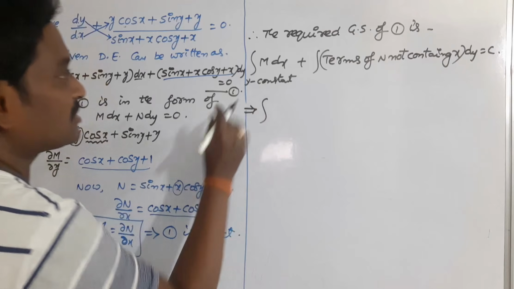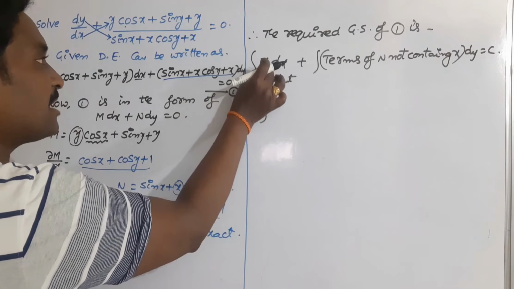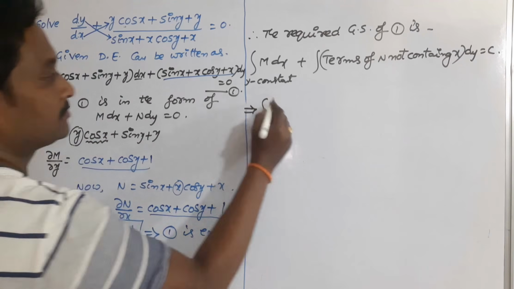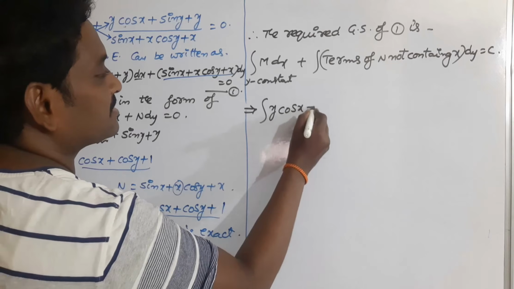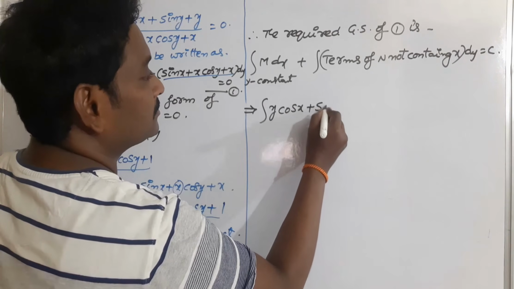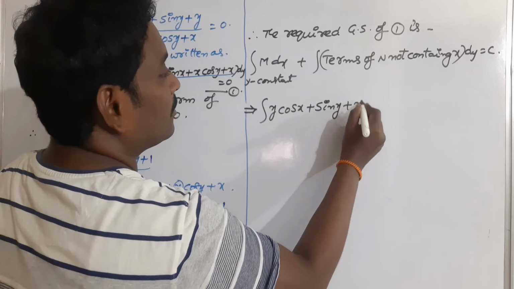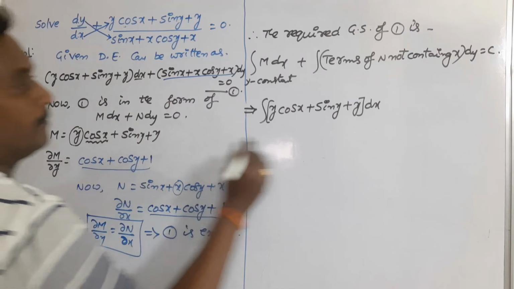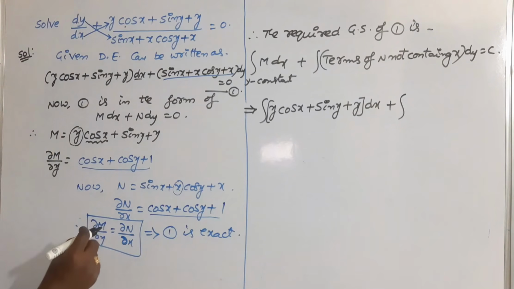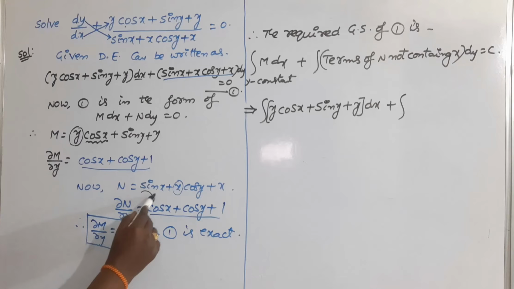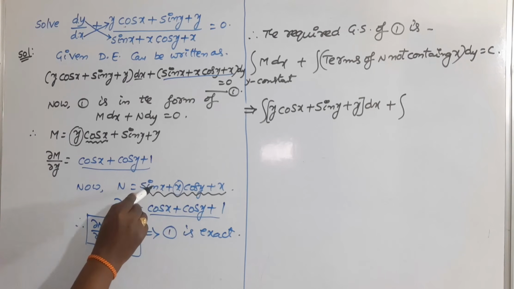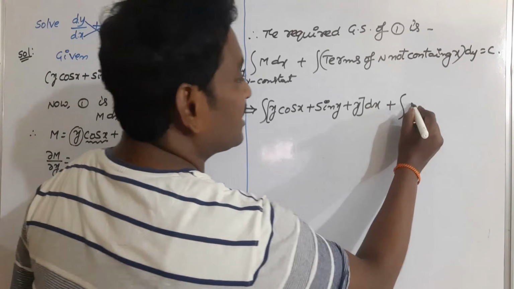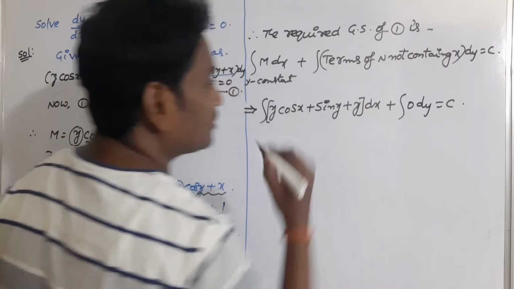Replace the values. Integration of M. Please write each and every term in M. What is M? y into cos x plus sin y plus y, whole into dx, plus, don't write all terms of N. Look at the terms of N: sin x plus x cos y plus x. Each and every term contains x. So don't take any term from N. Simply you can write 0 is equal to c.